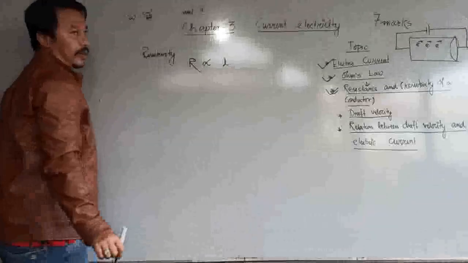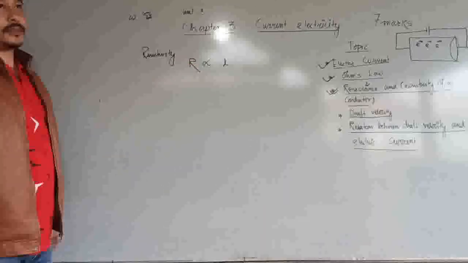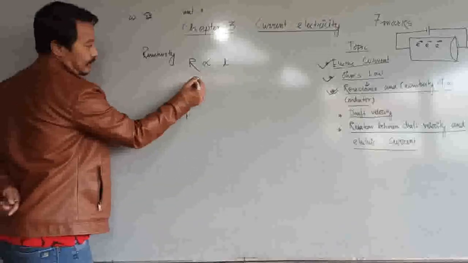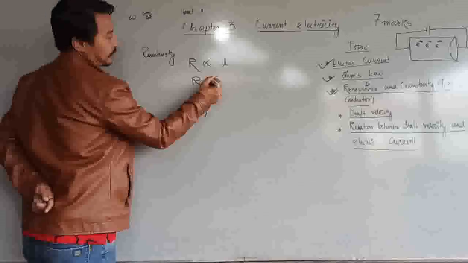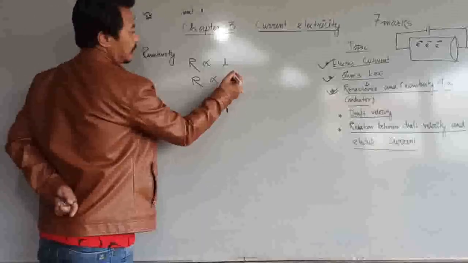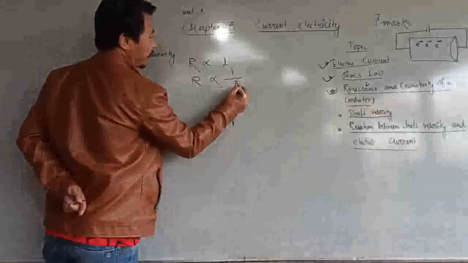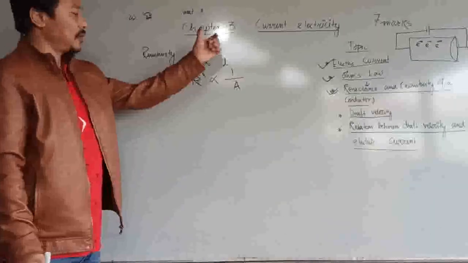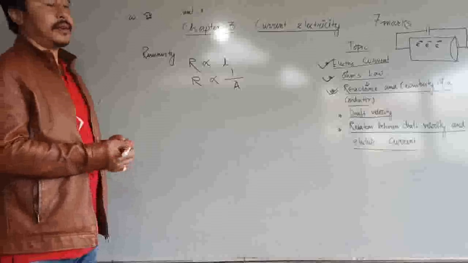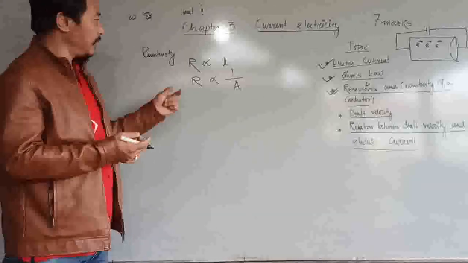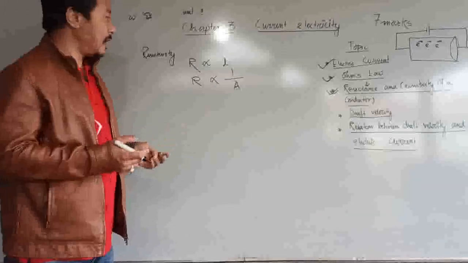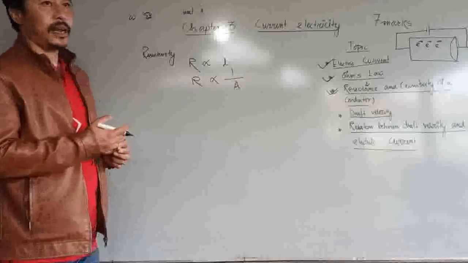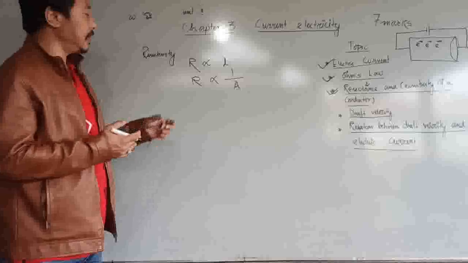The resistance is directly proportional to the length of the conductor. Then this same resistance will be inversely proportional to the cross-section area of the conductor. When the cross-section area increases, resistance decreases, and when the length increases, resistance increases.